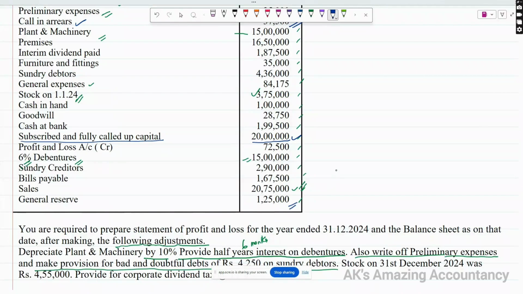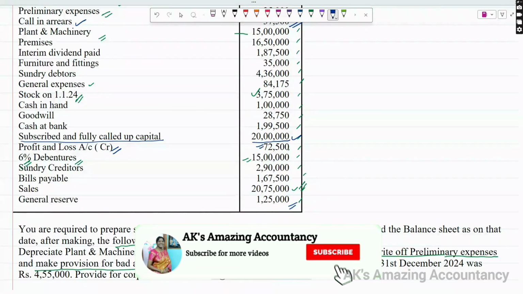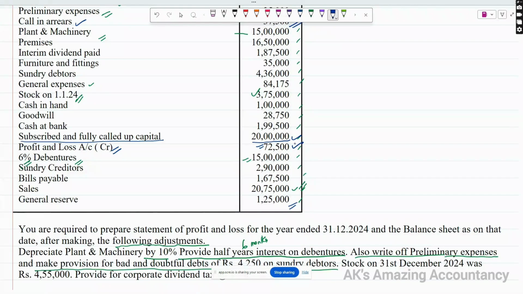Apart from this, whatever is the profit balance, opening balance of profit that is available, that has to be taken into account. So what is that amount? Profit and loss account credit. You are given 72,500. It is this particular amount. Okay. So this again will come under note 2. And with that, we'll be adding the current year profit.